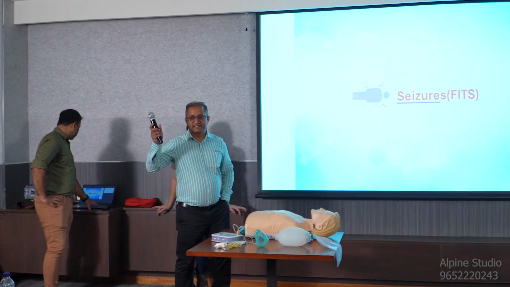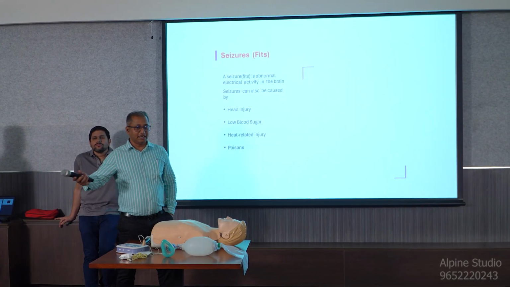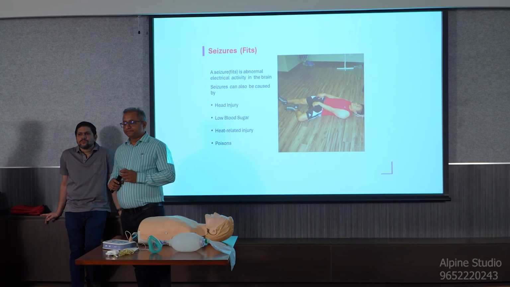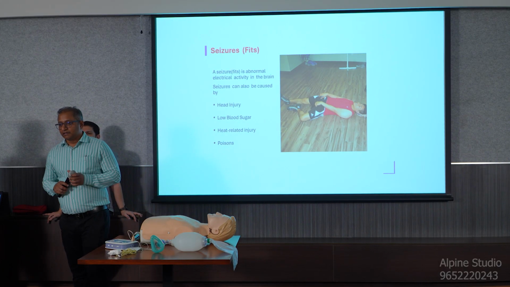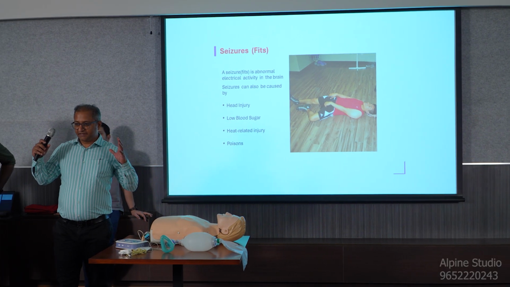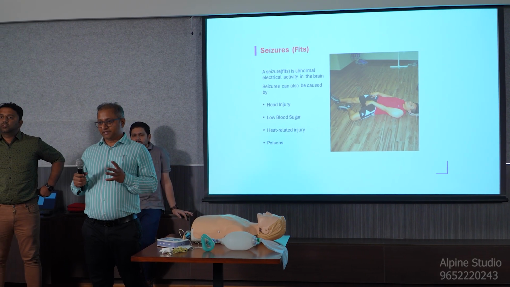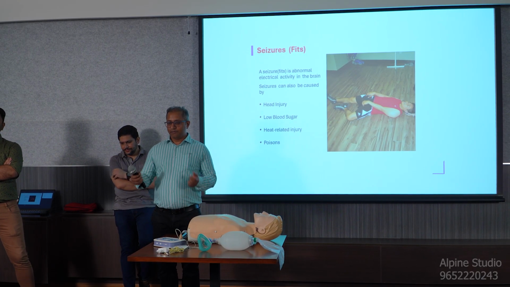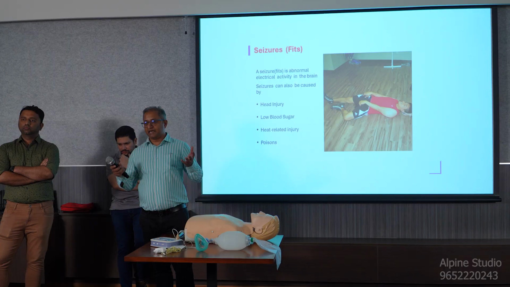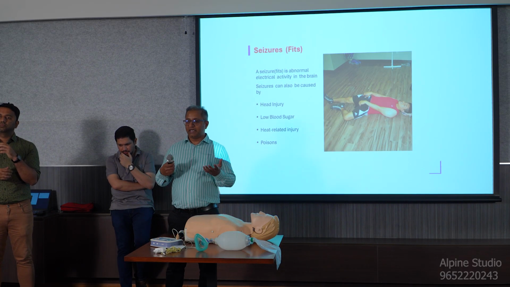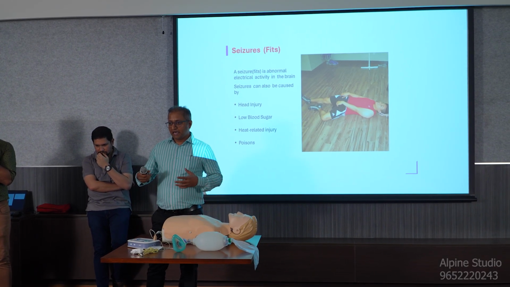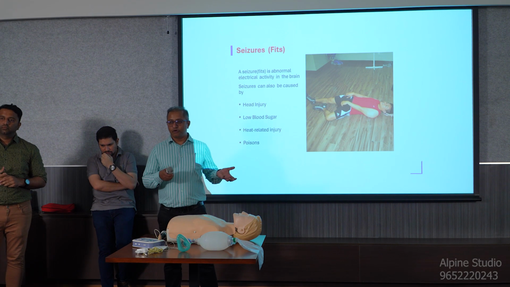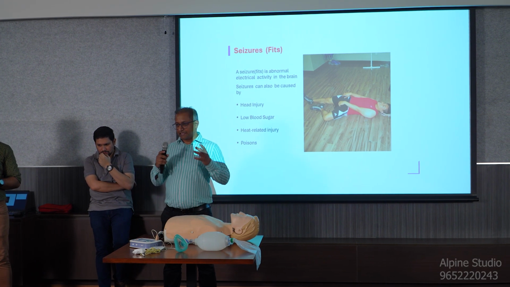What is meant by fits? You see somebody falling suddenly and having jerky movements. It is basically an electrical disturbance within the brain, which manifests as fits, which are jerky movements of the body, and the patient remains unconscious, and there is frothing, bubbling from the mouth, and they pass urine and motion involuntarily. These are all the variety of symptoms they have.